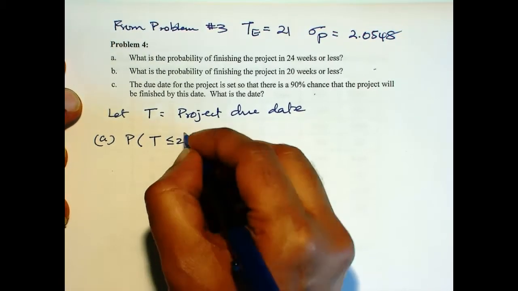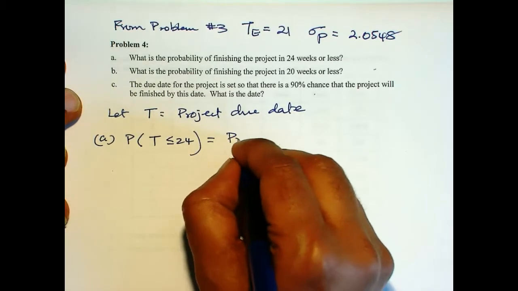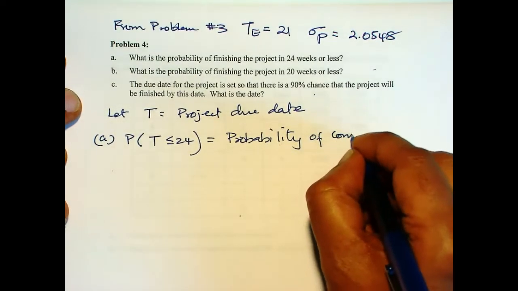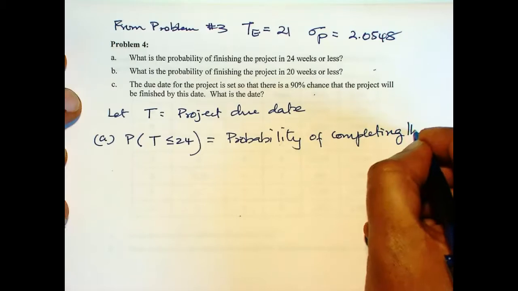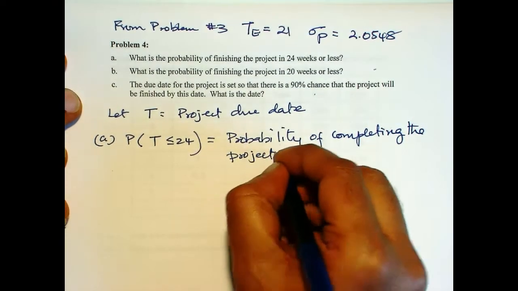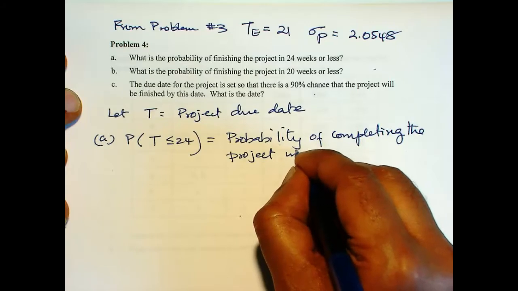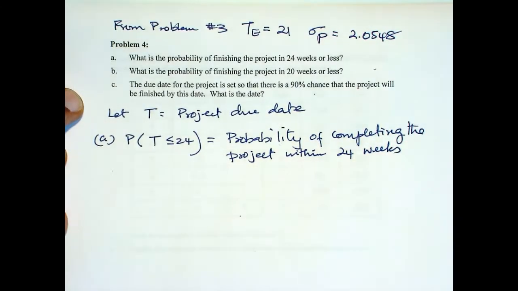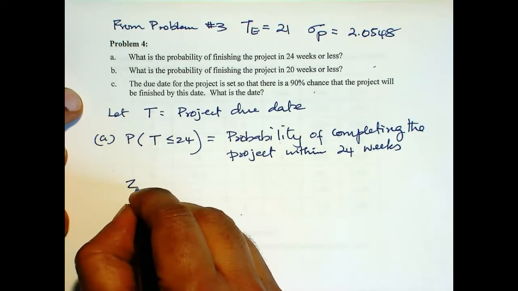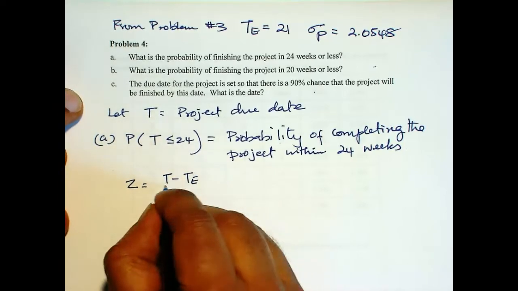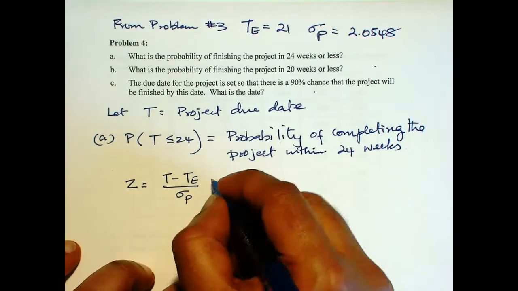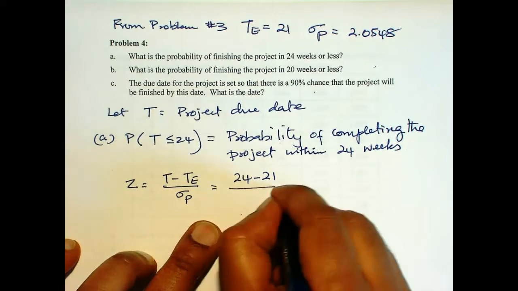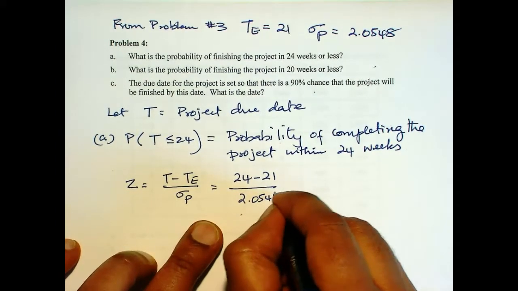Okay, so this is the probability of completing the project within 24 weeks. So we have to first find Z. The formula is T minus T sub E over sigma sub P. So T is 24, T sub E is 21, divided by 2.0548 gives us 1.46.